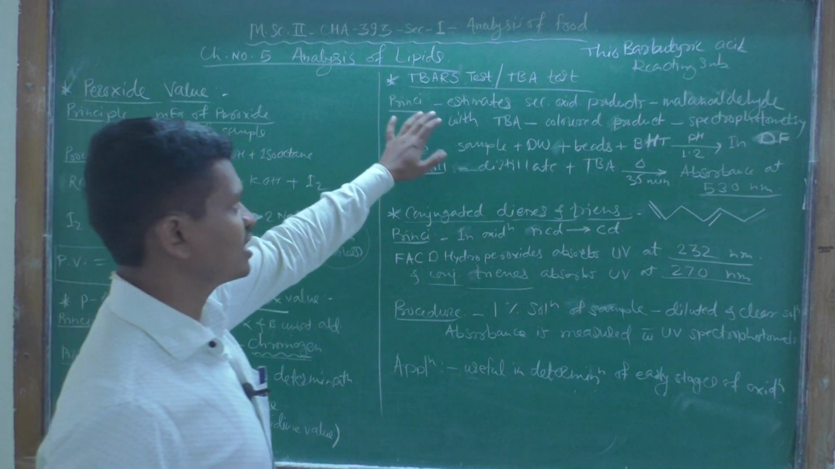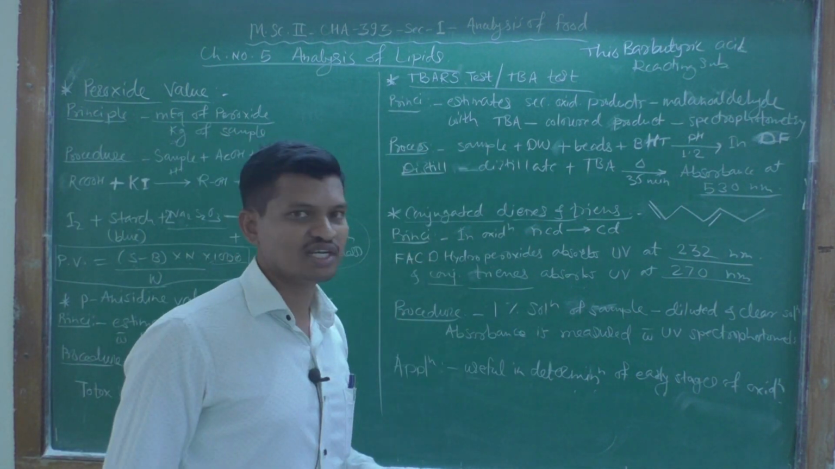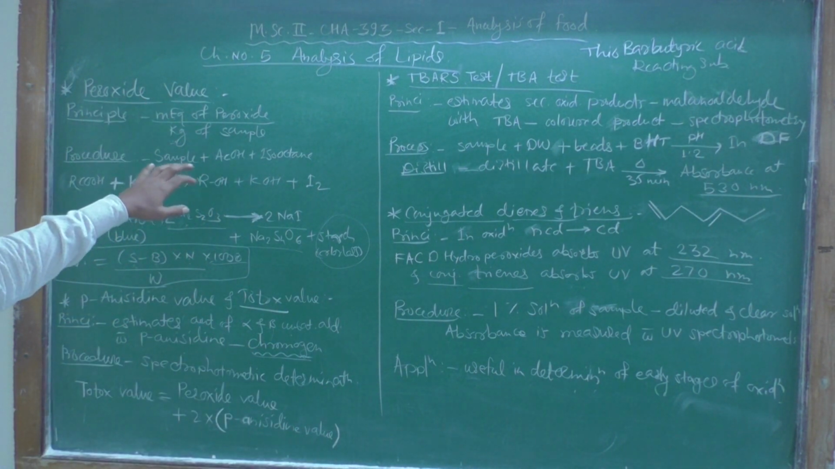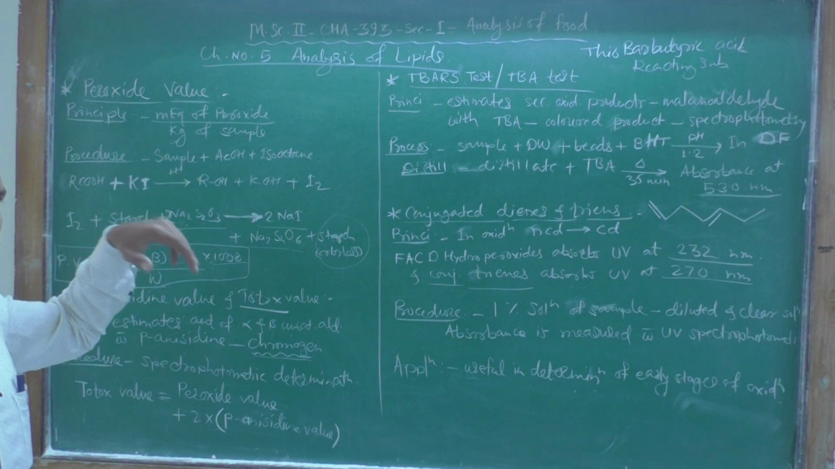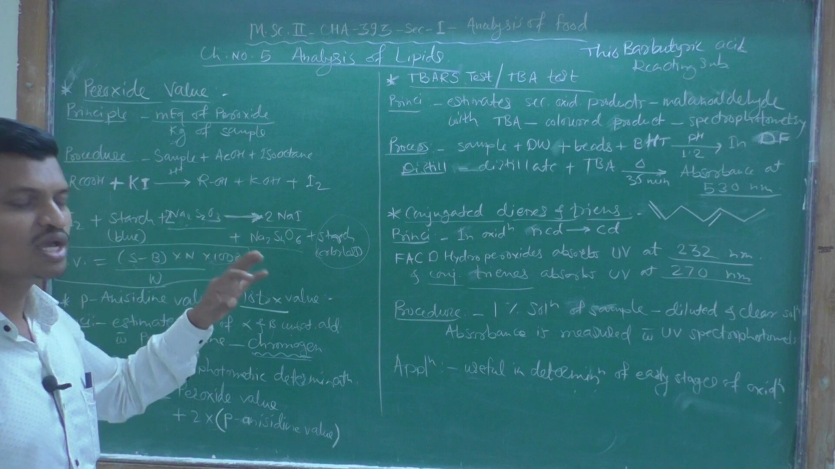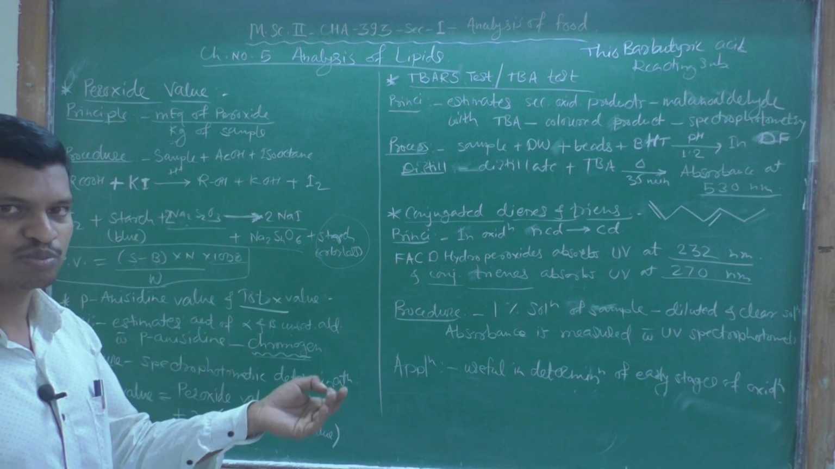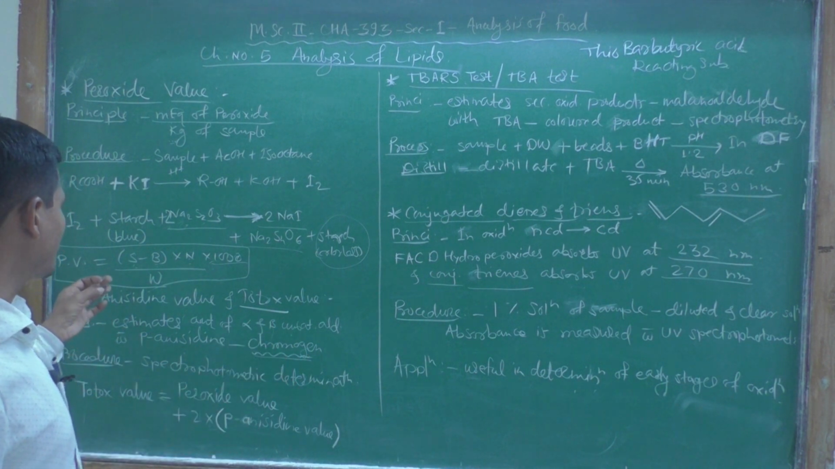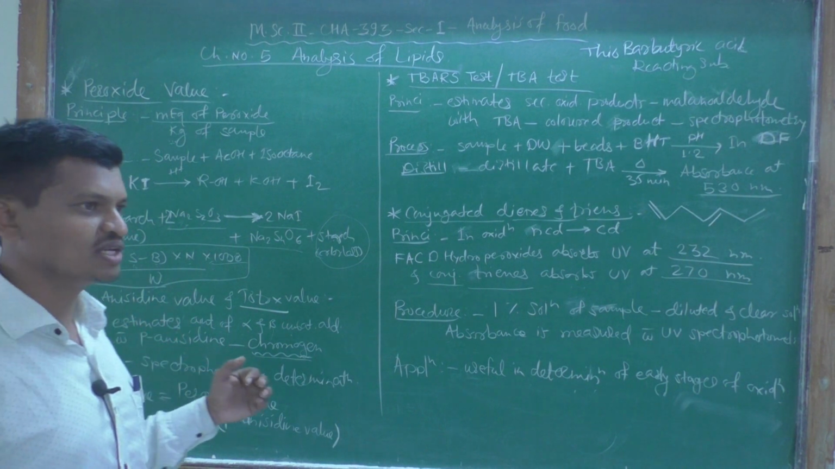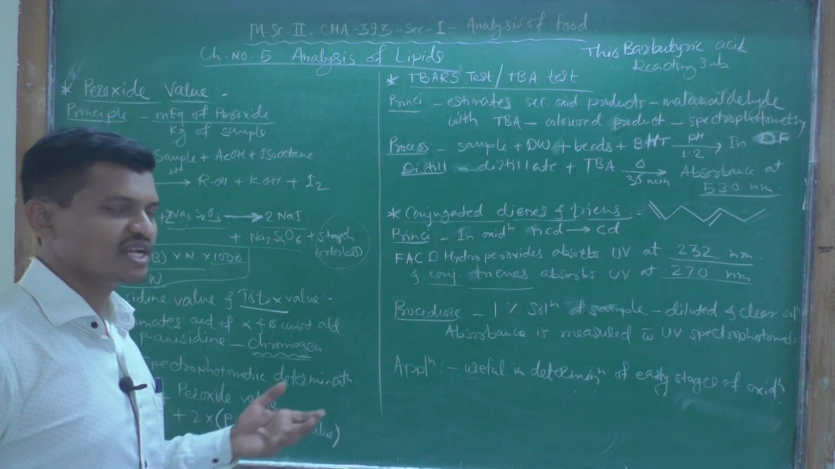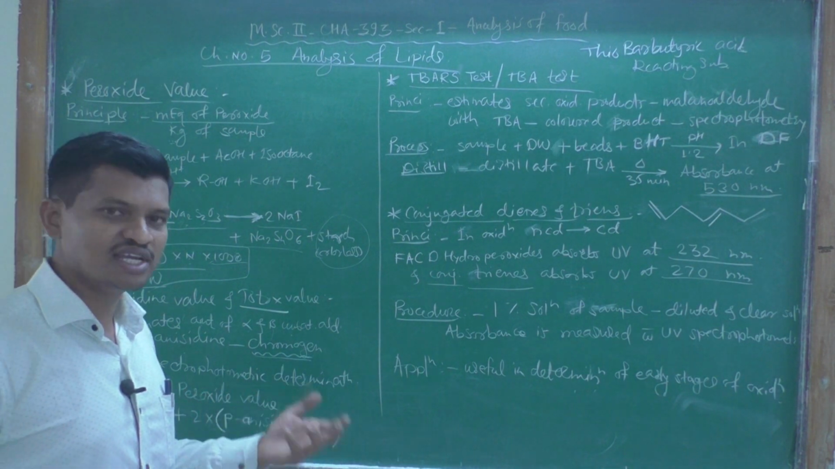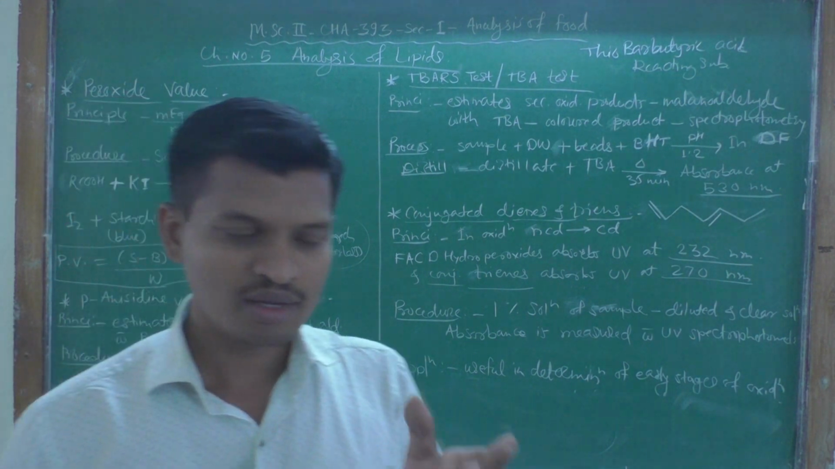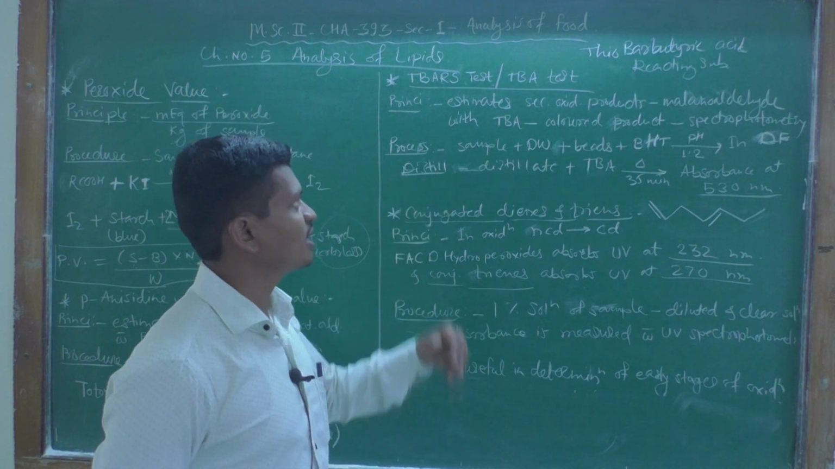TBARS and TBA test, and the last one, conjugated dienes and trienes. Mind it well: peroxide value is useful for the determination of peroxides and hydroperoxides formed in the oxidation process. Peroxides and hydroperoxides are the first oxidation products of lipid autoxidation. Then the p-anisidine value and Totox value are used to determine secondary oxidation products such as alpha and beta unsaturated aldehydes with p-anisidine. Totox value is the combination of peroxide value and p-anisidine value. Then the third one is the TBARS test, or TBA test.